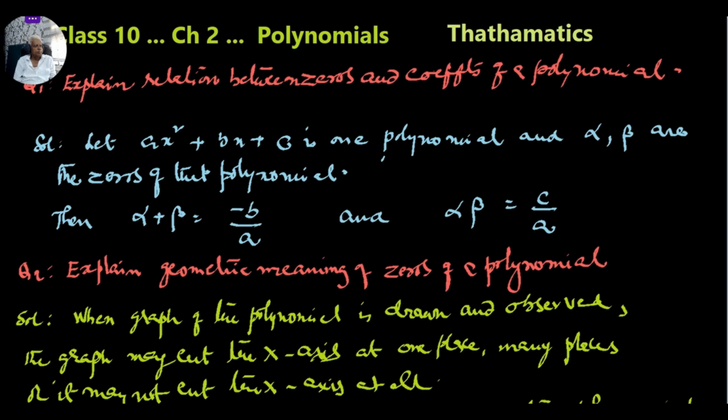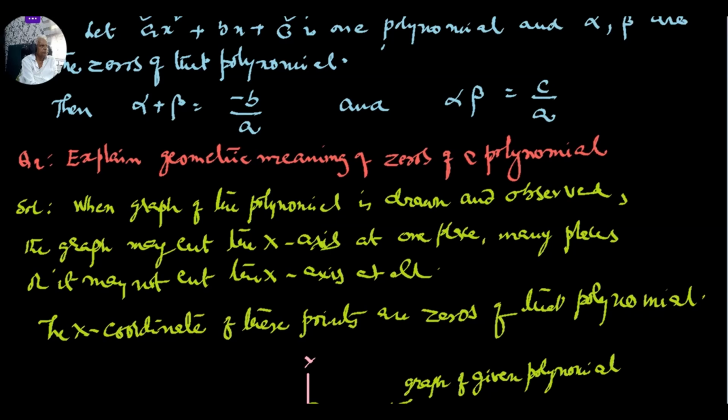That is given by alpha plus beta equal to minus b by a, and alpha beta is c by a. This is the constant term c by a. If a is there, generally a will be 1. But you remember the relation.